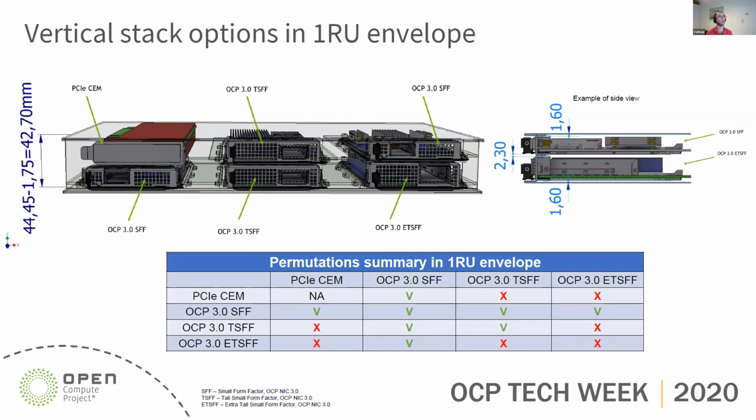So if there's a question of why we did not increase the ETSFF even more for even superior thermal performance, this is the reason why. We didn't want it to take all the space in the 1U rack. We wanted to be able to put another card above it, so it does fit with the SFF card.